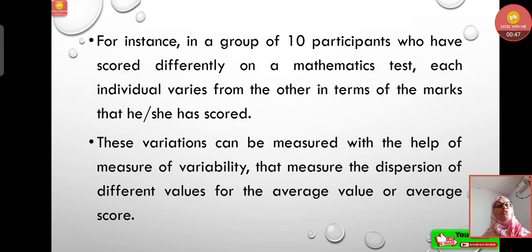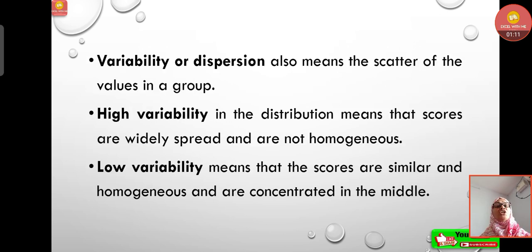For instance, in a group of 10 participants, we have scored differently on a mathematics test. Each individual varies from the other in terms of the marks that he or she has scored. Obviously, each student will differ in their marks. These variations can be measured with the help of measures of variability that measure the dispersion of different values from the average value or average score.